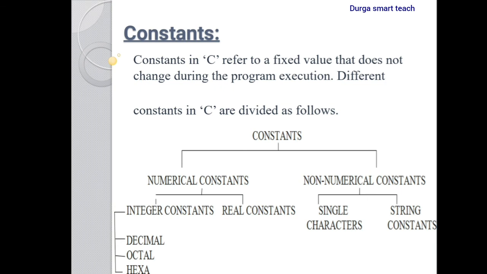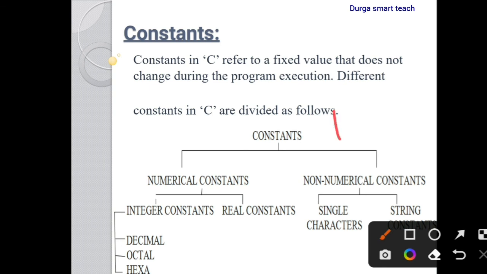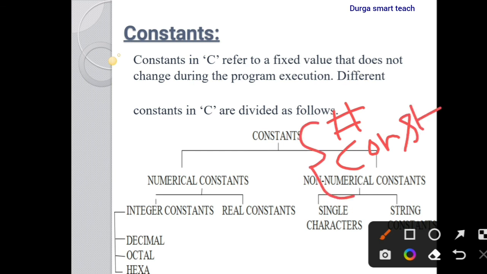We can declare constants by using the hash define statement or by using the const keyword. So constants are declared by using these two methods.